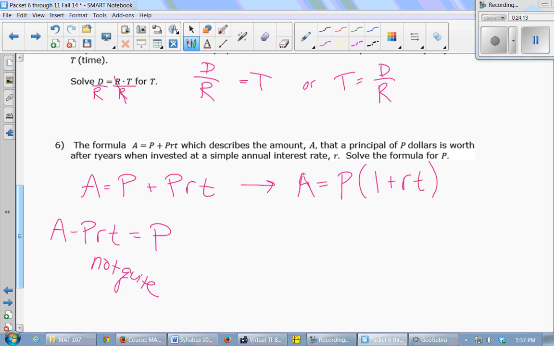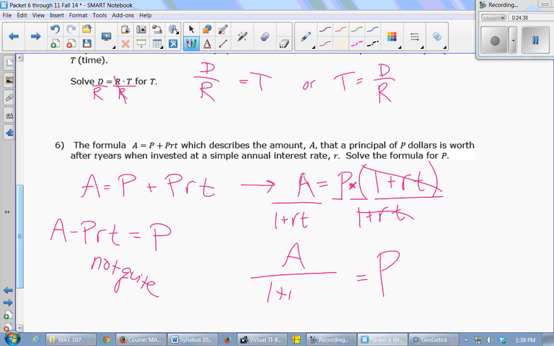Now, if I wanted to get P by itself, this is multiplied, right? P times 1 plus RT. How do you undo that multiplication? Divide both sides by 1 plus RT. So on the right, the 1 plus RT's cancel, and the P is left all by itself. And on the left, I have A divided by 1 plus RT.